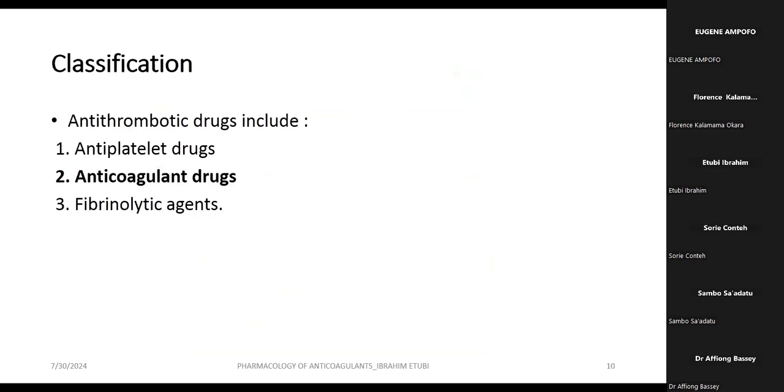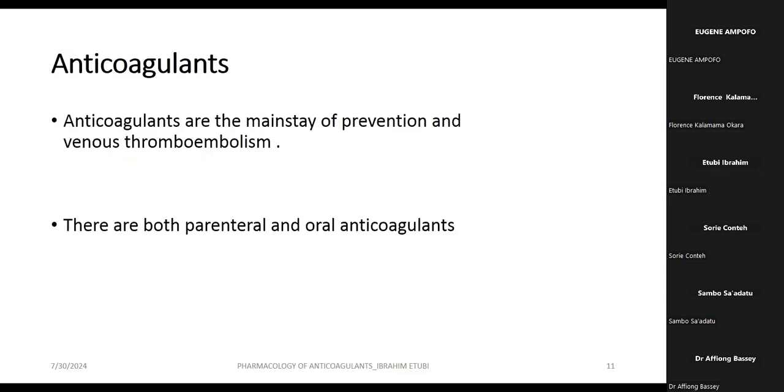So generally, when we talk about antithrombotic medication or treatment, it actually has to do with 3 major things. If you talk about antithrombotic therapy, you're talking about antiplatelets, anticoagulants, and fibrinolytic agents. These 3 make up antithrombotic medications or drugs. But our focus today is on the anticoagulant drugs, looking at their pharmacology and pathway. Anticoagulants are the mainstay of prevention and treatment of venous thromboembolism, and they can be parenteral or oral in terms of their formulation.